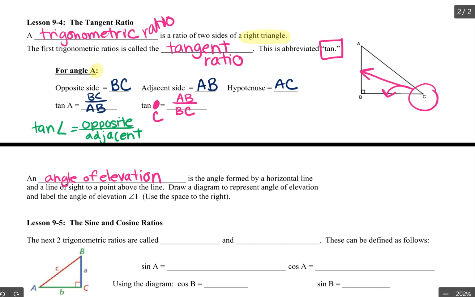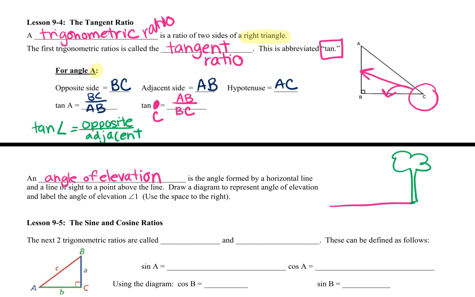Angle of elevation. This is an angle that's formed by a horizontal line. So let's say like the ground. A lot of times we'll be talking about the ground. And then we might say, how tall is the tree, if your angle of elevation is a certain degree, and you know one dimension.